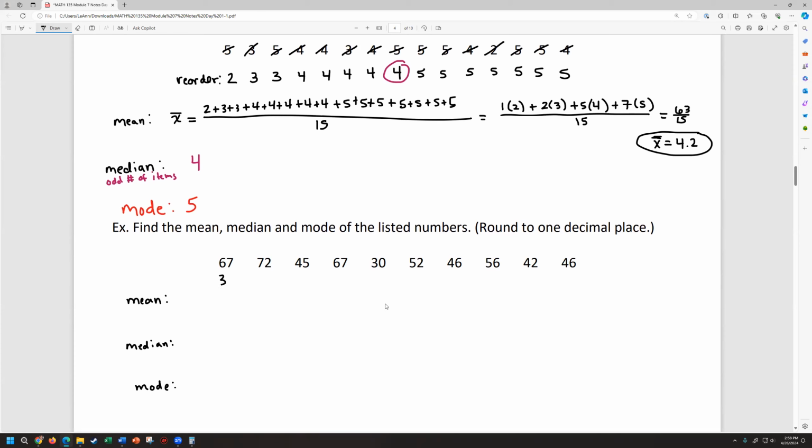So 30 looks like the smallest number. I don't see any other numbers that start with 3. For the 40s, the smallest thing I see is 42. So I'm marking them off as I go. Next smallest 40 is the 45. It was already in the right position. I have two 46s, so I'm going to write both of those and then mark them both out. I don't have any other 40s. The next biggest thing is a 52. Then I have a 56. I have two 67s. And I have a 72.